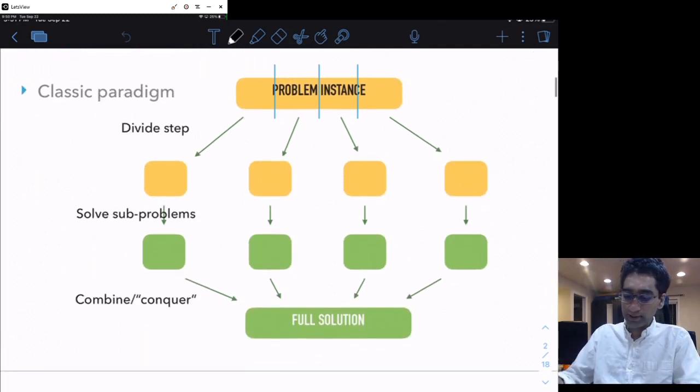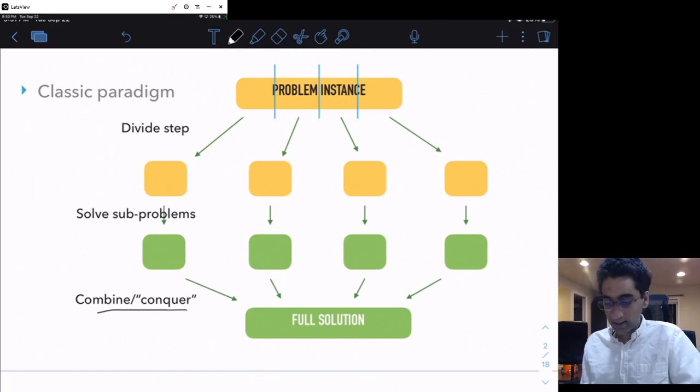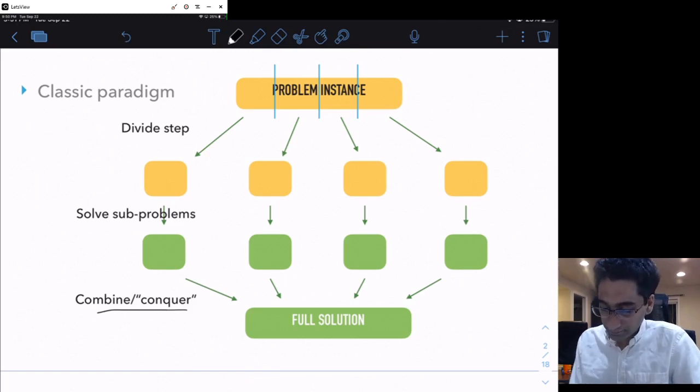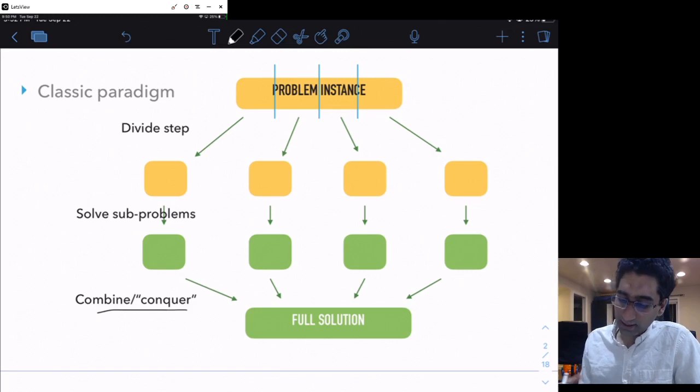So this step is called the combine or the conquer step. And this is what we said is usually the tricky part. All right. So this is a general paradigm. Let's now see how it applies to kind of a non-standard situation.